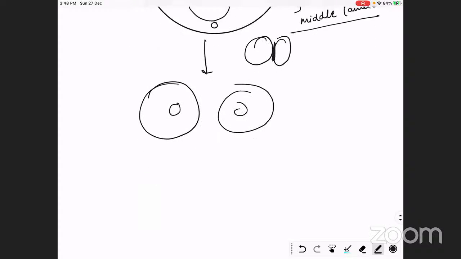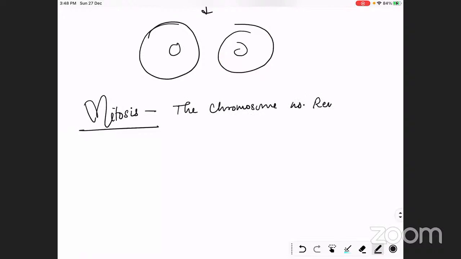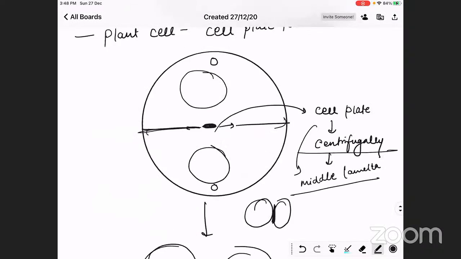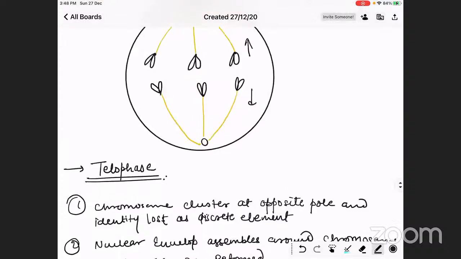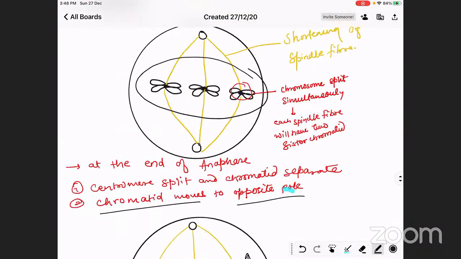Now, the most important thing in mitosis. What is the significance of mitosis? In mitosis, the chromosome number remains the same. How is it possible? For this, please see here. We have three chromosomes here. How will you count the number of chromosomes? Number of chromosomes is equal to number of centromeres.